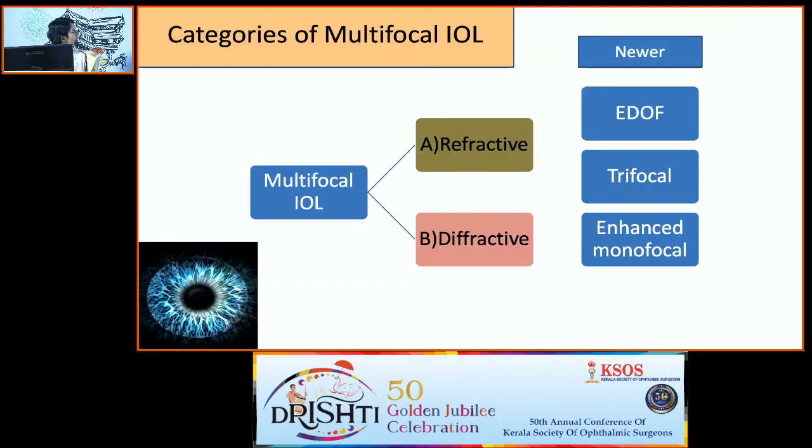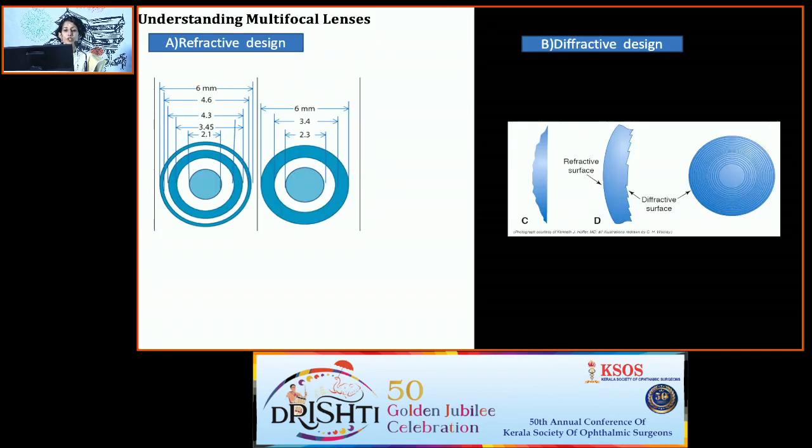So we also know that in the traditional classification, there is refractive and diffractive. And also now we have other options such as extended depth of focus, trifocal, enhanced monofocal, amongst various others. Coming to the refractive design, there is an annular zone of near addition, but the disadvantage is that it is pupil dependent. In the diffractive design, there are multiple concentric rings. The advantage is both distance and near visual acuity is gained, but then there is a loss of contrast.